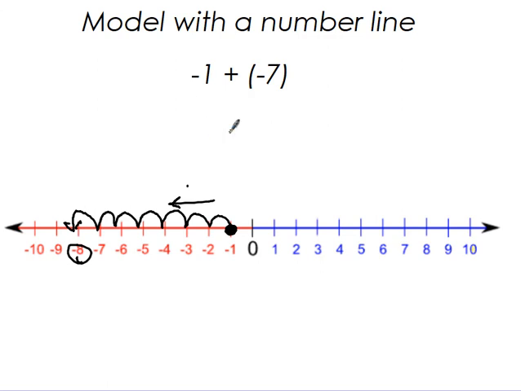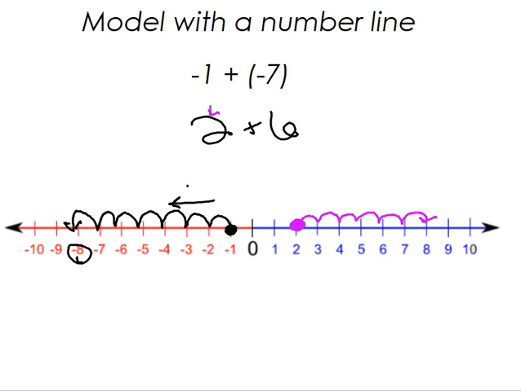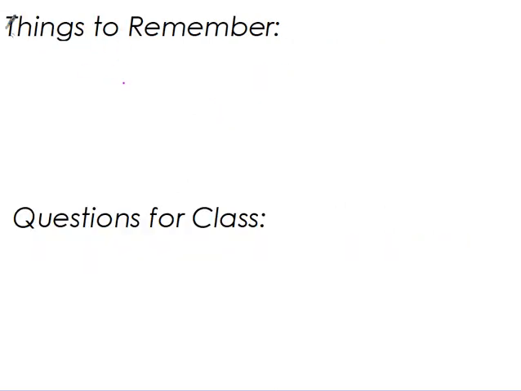Now, if I had 2 plus 6, I would have started over here at 2, but because I'm adding a positive number, I'm going to move right on the number line. So I still start on my first number, but then I move right 1, 2, 3, 4, 5, 6. And that's it for modeling with the number line. So we can model with counters, or we can model with the number line when adding numbers with the same sign.